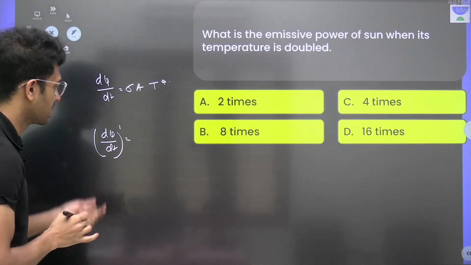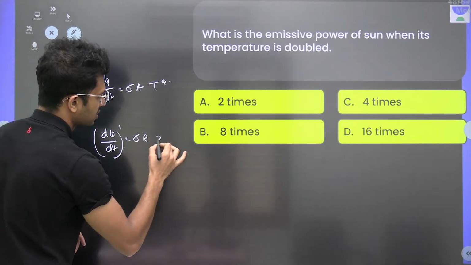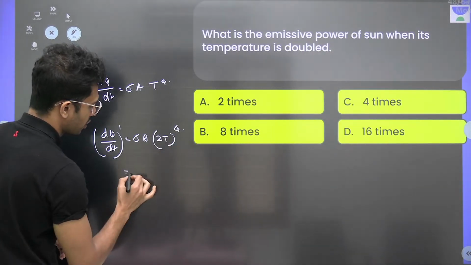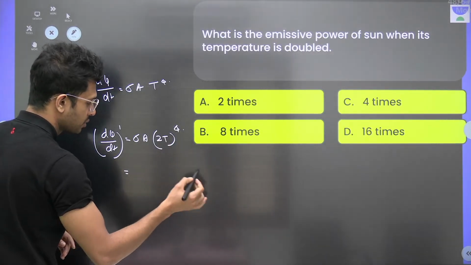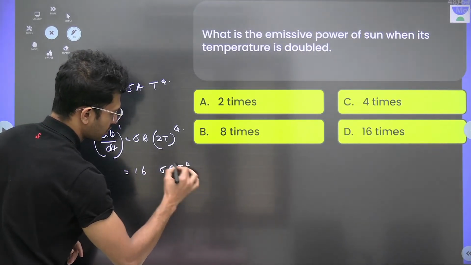Now let's see what will be the value of emissive power, dq by dt, when the temperature is doubled. So dq by dt dash is equal to sigma A, temperature is 2T, the whole raised to 4. 2 raised to 4, 2 2s are 4, 2 4s are 8, 2 8s are 16. 16 times sigma A T raised to 4.